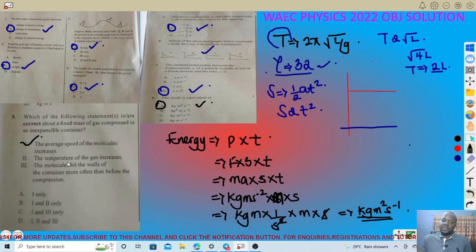So 2 says the temperature of the gas increases. No. It is an adiabatic process, and we say Q is equal to 0, and because of that, the temperature does not change. So always keep that in mind. This is wrong. The third one says the molecules hit the wall of the container more often than before. Absolutely correct. So I'm looking for 1 and 3.